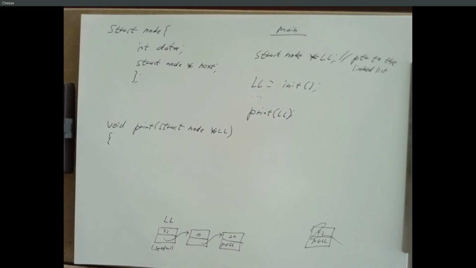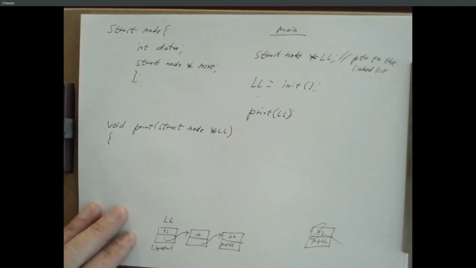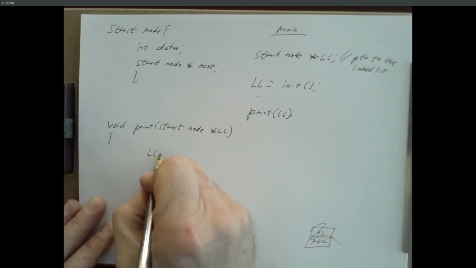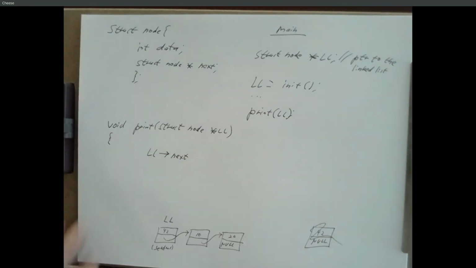So how do we print out this list? What's the first node in the list? If LL is the sentinel, how can we write an expression to describe the first node? Whatever the sentinel is pointing to. Yeah, whatever the next field of the sentinel is pointing to, right? So LL is a pointer to a struct node, so we want the thing that LL points to, we want the field name next on that. And that's LL arrow next.